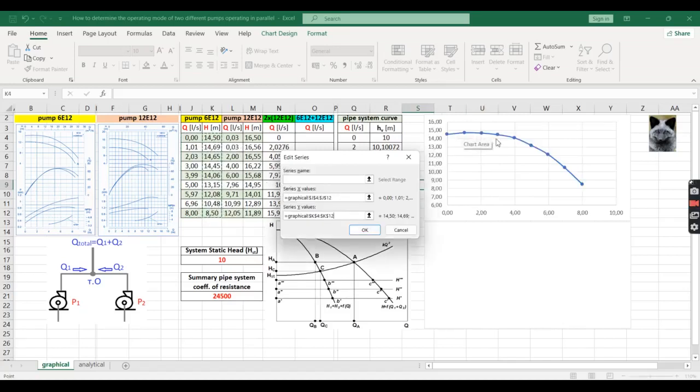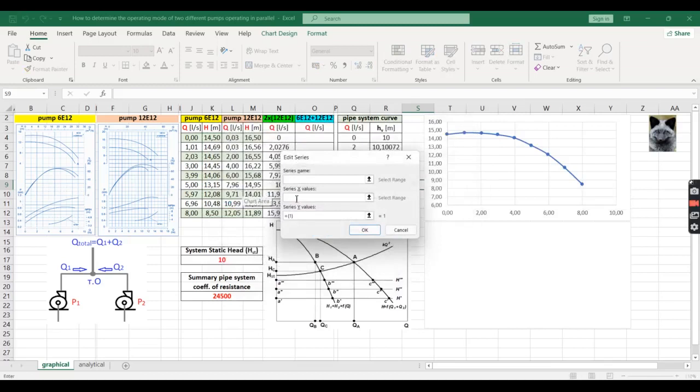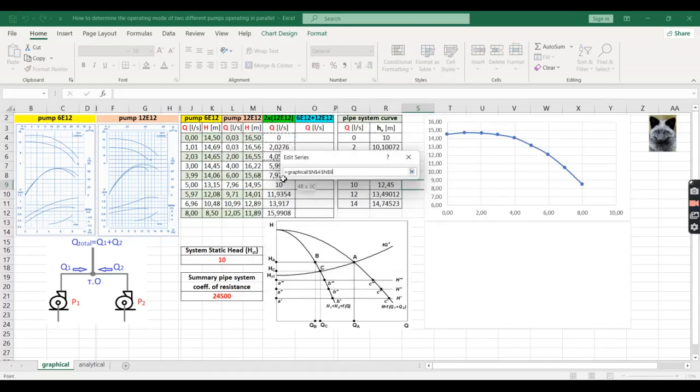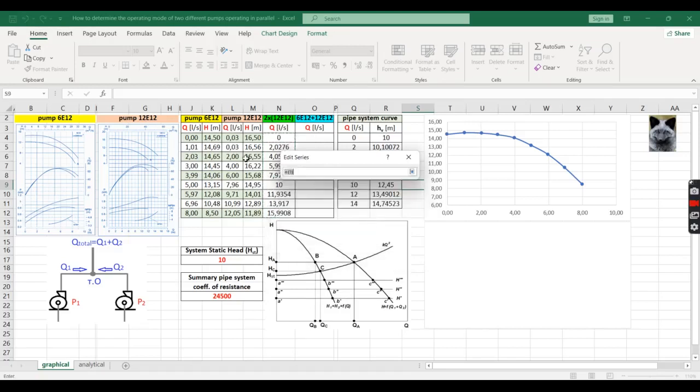So here is the pump individual head curve. Now let's plot the summary head curve of the two pumps. This is the summarized flow rate, and we have to use the same values for the head.